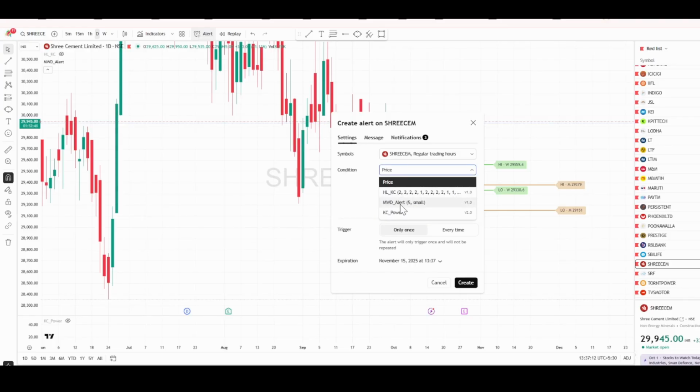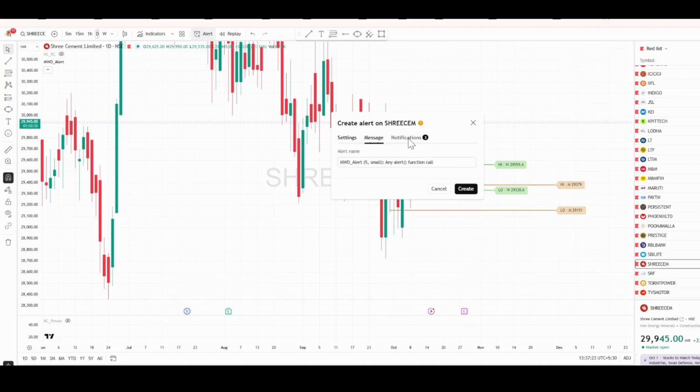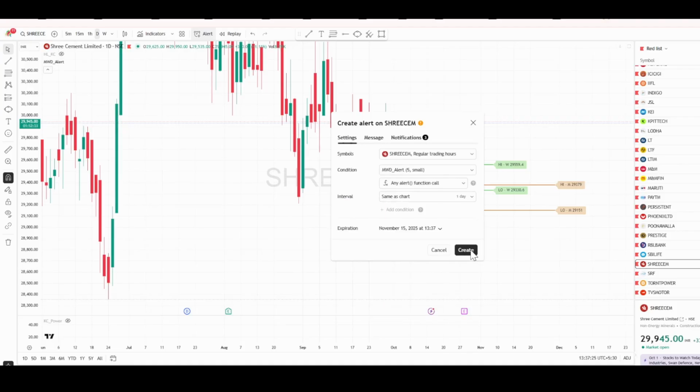Here, the condition you need to change to the alert because we are setting an alert based on this, and then same as the chart, you can put it in whatever time frame you want. Okay, and then nothing to change. You just say create. This is the easiest way of creating the alert.